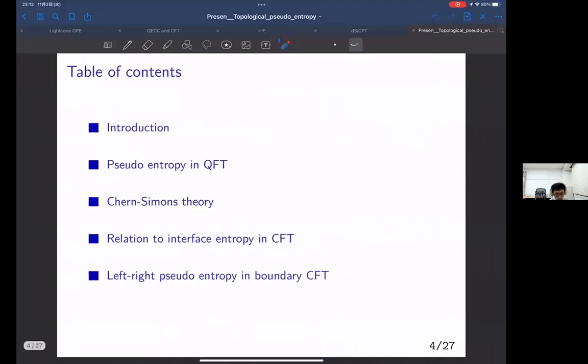And this is the plan of my talk. I already finished the introduction, and I'm going to explain how to calculate the pseudo-entropy in quantum theory using a path integral technique. Then I will apply this technique to Chern-Simons theory. I'm also going to explain how pseudo-entropy is related to so-called interface entropy in CFT. And finally, I will define some extension of pseudo-entropy, called left-right pseudo-entropy, which is defined in boundary CFT.